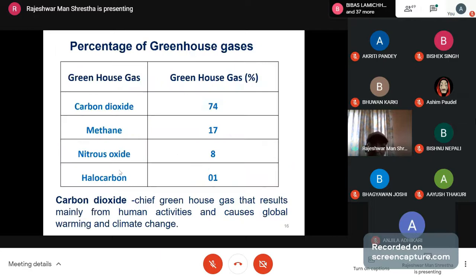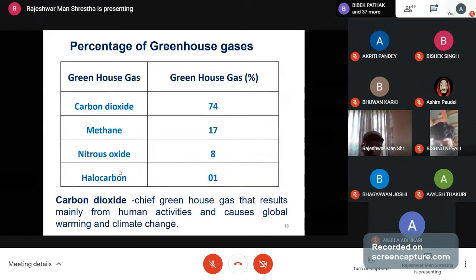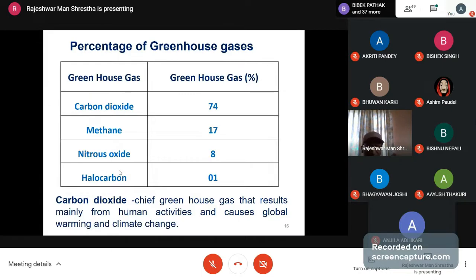And the percentage of greenhouse gases in the atmosphere: carbon dioxide has been declared the most important greenhouse gas, and the greenhouse effect caused by carbon dioxide is 74%. Then methane is 17%, nitrogen oxide is 8%, and halocarbon only 1%. Carbon dioxide is the chief greenhouse gas that results mainly from human activities and causes global warming and climate change. Carbon dioxide is the main greenhouse gas that will cause the greenhouse effect and then global warming.